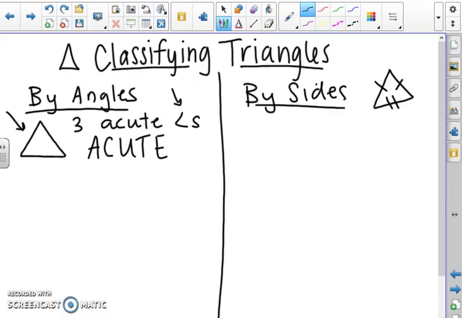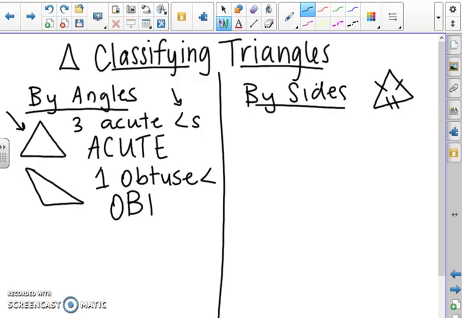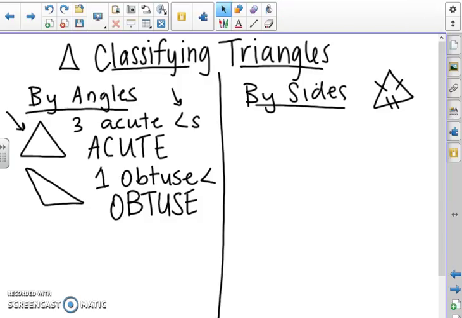Who would have thought? All right, let's say we have a triangle with an obtuse angle. So one obtuse angle, we call that obtuse. And if you look at the difference, in the first one we said 3 acute angles, and we can have that because in a triangle, the sum of our interior angles adds up to 180. So we could have 3 acute angles that add to 180, but we definitely could not have a triangle with more than 1 obtuse angle. So that's why it's only 1.